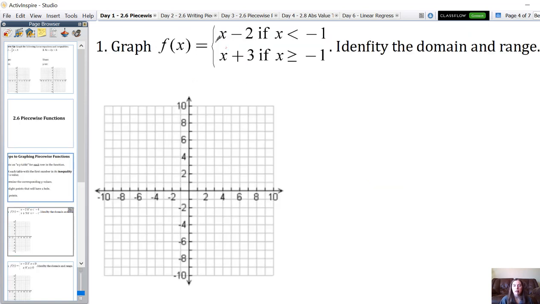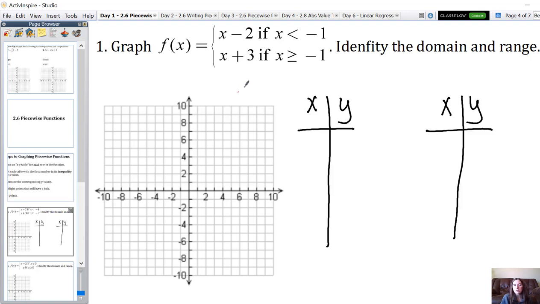This is an example of a piecewise function. We have two different lines, one where we have x minus 2 and one where it's x plus 3, and the location of it depends on this inequality right here. So we're only going to use x minus 2 for all of the values where x is less than -1. Then whenever x is greater than or equal to -1, we're going to use the line x plus 3. So what we're going to do first is create an XY table for each row. Here we have two rows, so I'm going to create two tables.